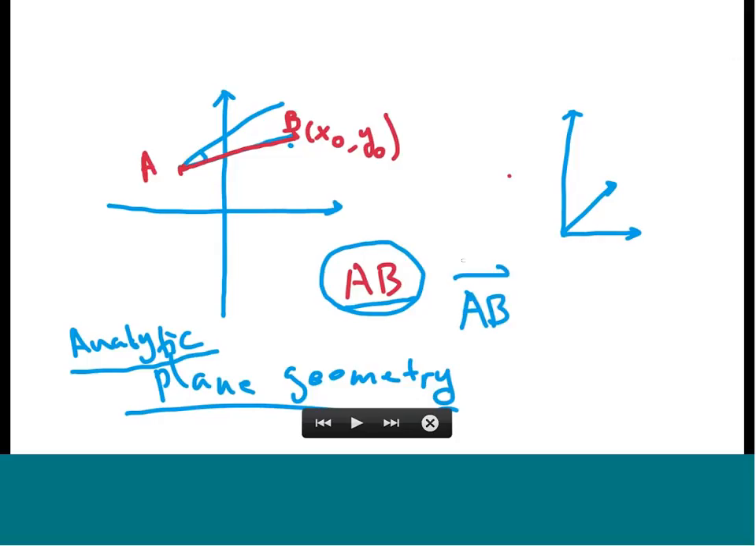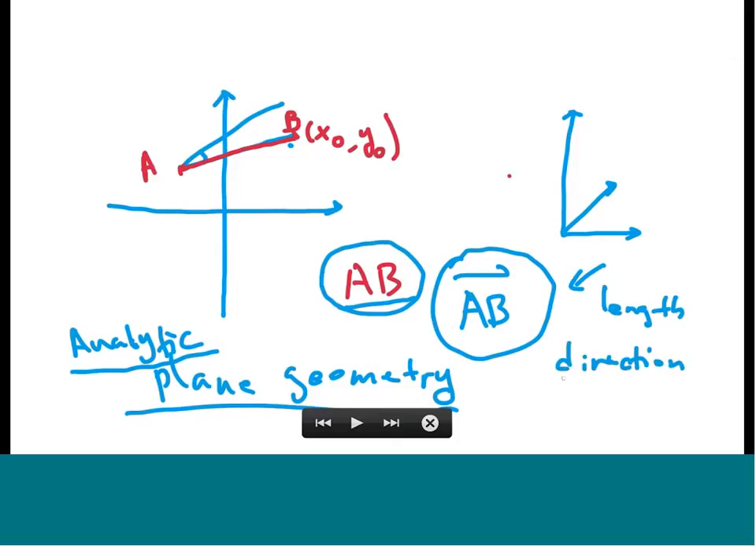So this has more information. You can talk about the length, and you can also talk about direction.